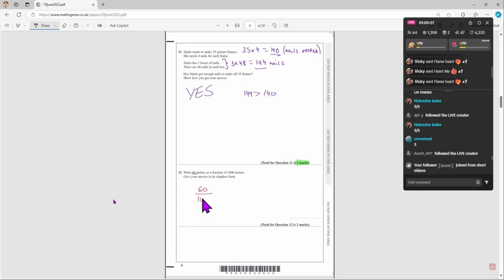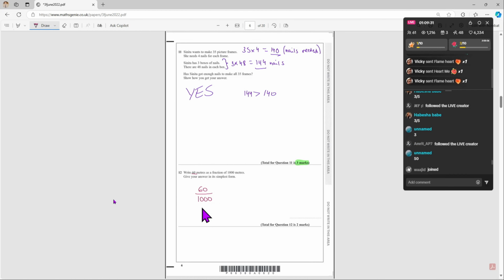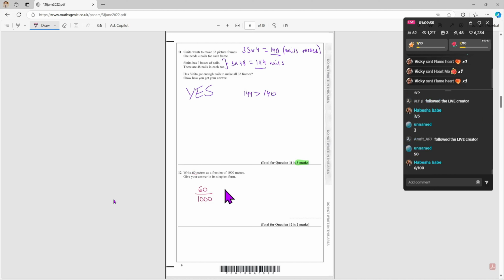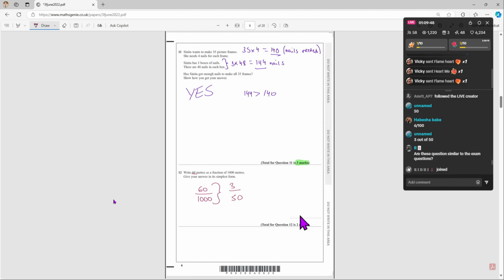60 over 1000. Now the trick for this is that since this is a calculator paper, you just put this into your calculator, press the equal sign, and it will literally simplify it for you. So it's going to be 3 out of 50, or you can just divide it by 20 to get the simplified form, which is 3 out of 50.